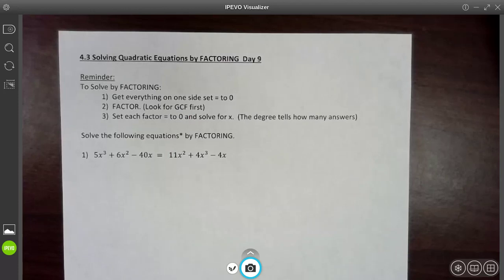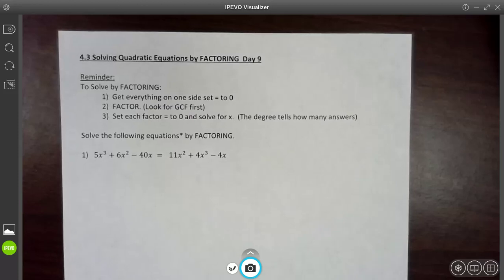Guys, just to give you a heads up, we are still doing our last day of solving by factoring. And instead of going right into the next section, which will be a little bit different, we're actually going to take a break from the factoring for a few days, which maybe you guys are looking forward to. I don't know. I could factor every day.